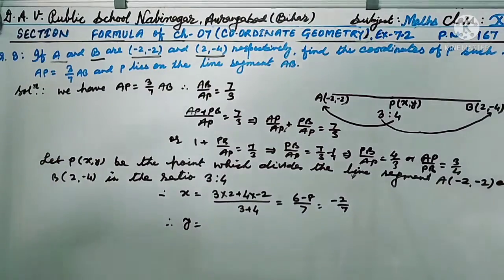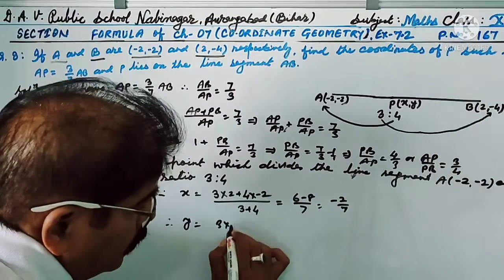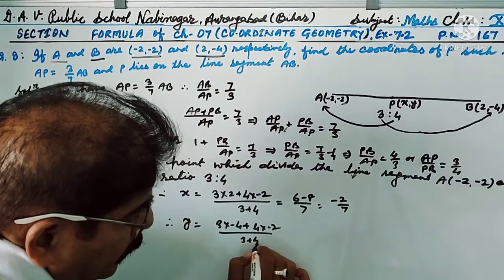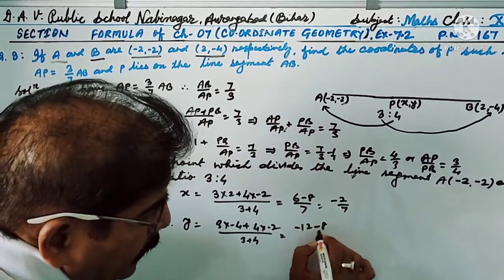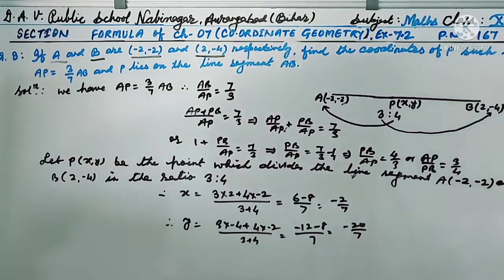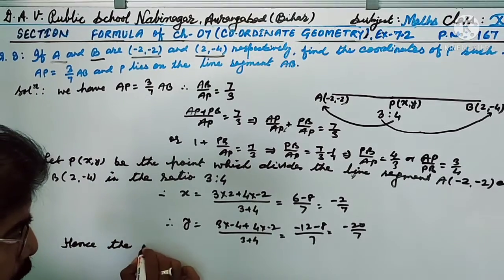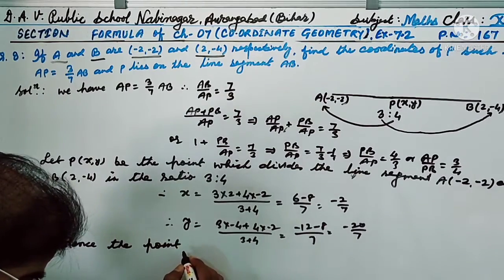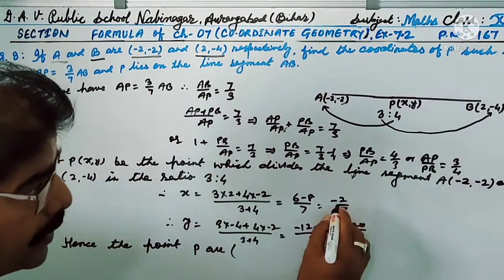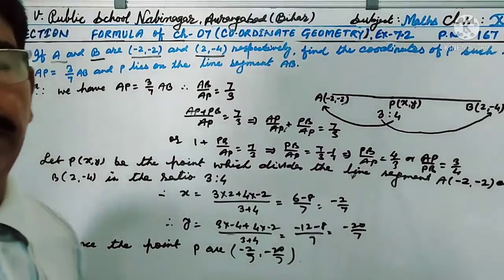And y = (my2 + ny1)/(m + n) = (3 into -4 + 4 into -2)/7 = (-12 - 8)/7 = -20/7. So hence the point P is (-2/7, -20/7).